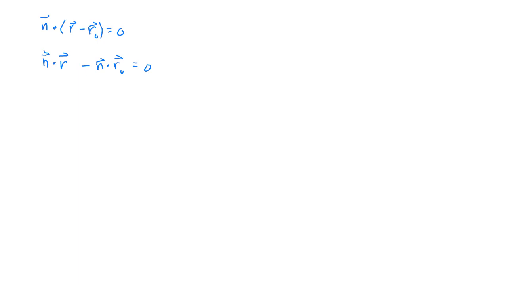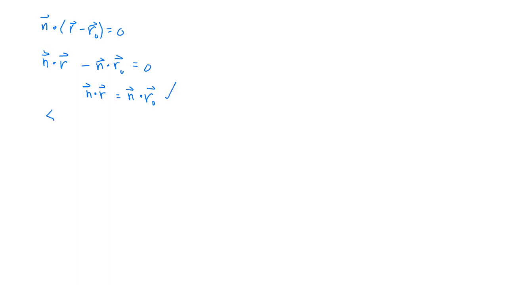Yes, because the dot product is distributive. That's correct. That's right, Mario and Hunyu. That's one of the properties of the dot product. So this means then that n dot r would equal n dot r sub 0. Okay, so certainly this is true.